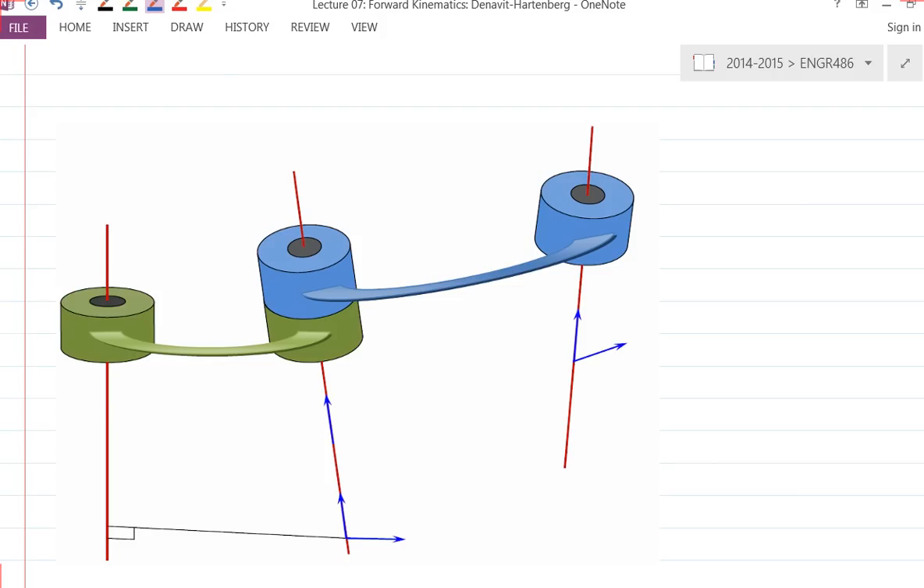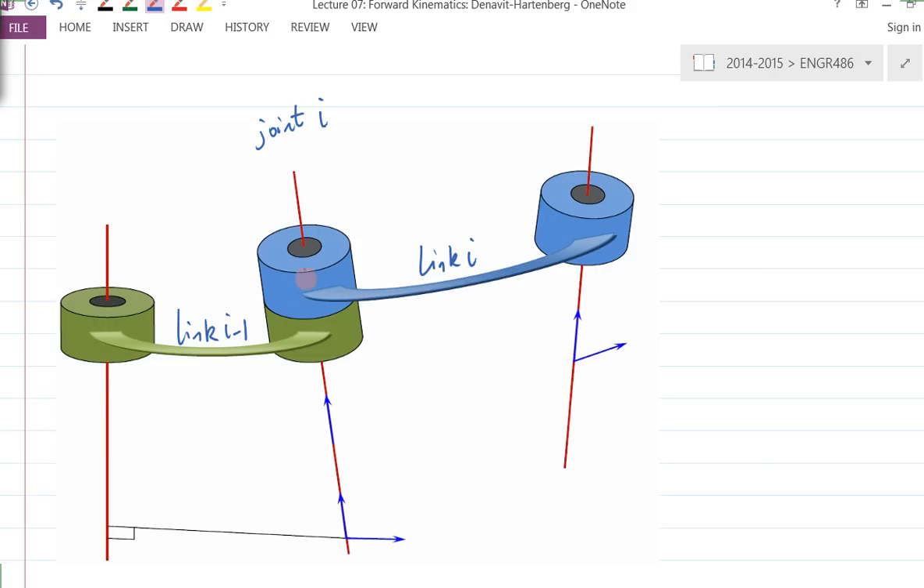a more generic case study here. The green and blue basically represent two links. So this is link number i minus 1 in general, and this is link i. Between link i minus 1 and link i, they are connected right here by this so-called joint. This is joint i.